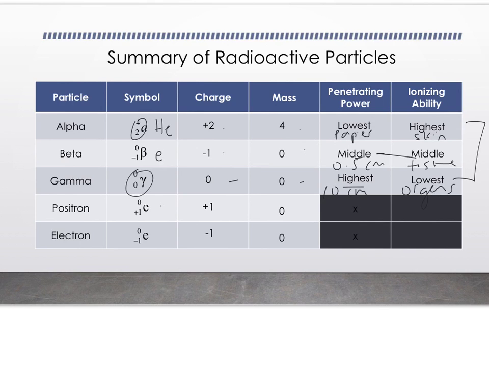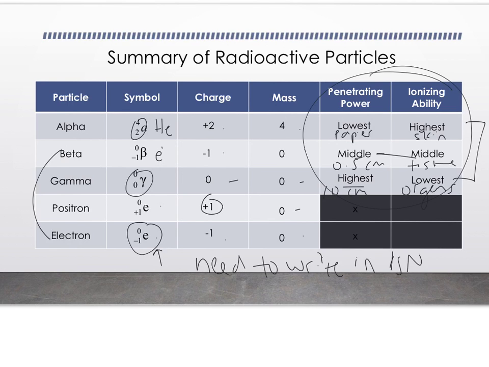A positron is like an electron, except it has a +1 charge, but still a mass of 0. And then your electron, that's equivalent to your beta particle, again has a -1 charge and a mass of 0. The only thing the electron is important for is the electron capture, or if you tell me that a beta and electron are the same thing, you'll still get credit. So again, this chart you need to write in your ISN so you can study the particles later and be able to identify all the particles based on their symbol, charge, mass, and again, just the first three for their penetration power and ionizing ability.